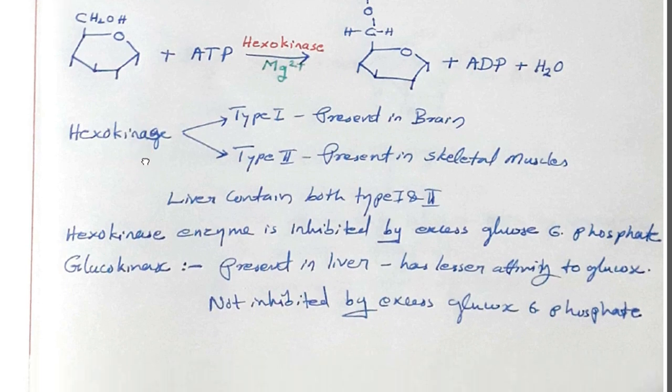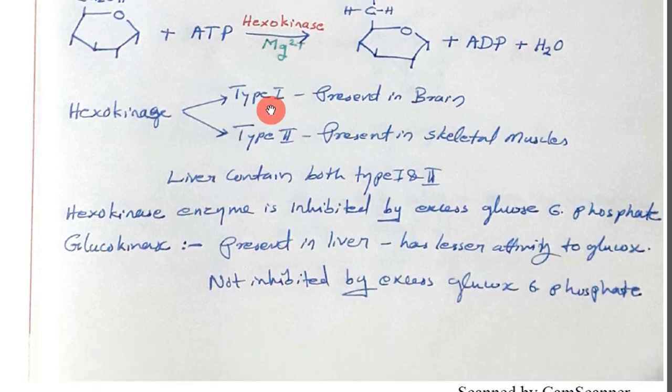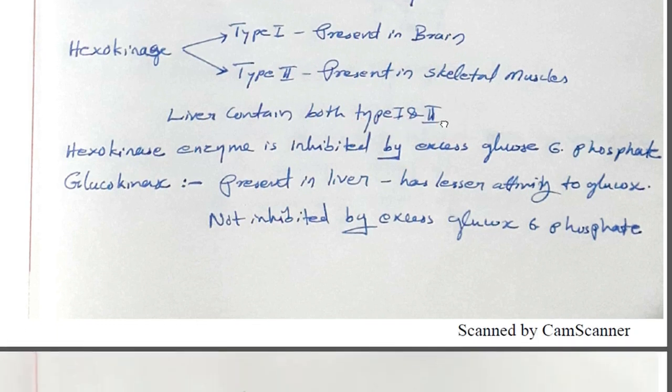The hexokinase enzyme is of two types, type 1 and type 2. Type 1 is present in brain and type 2 is present in skeletal muscles. These are different isoforms of the hexokinase. They are present in different tissues. Liver contains both type 1 and type 2 hexokinases.